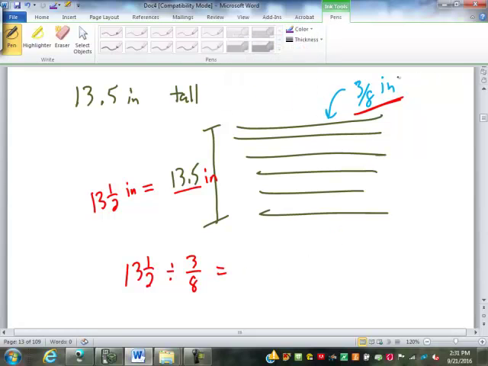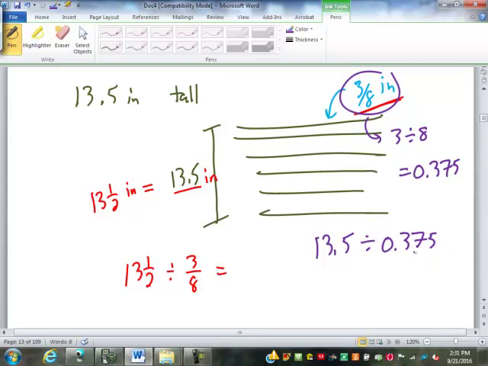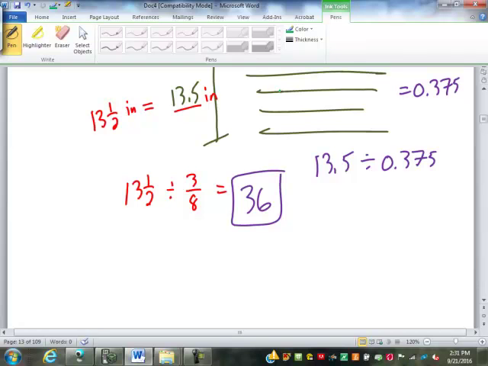Our other option would be to change 3/8 into a decimal. What's 3/8 going to be? You divide it out, 3 divided by 8 gives you 0.375. So that would have been 13.5 divided by 0.375. Either way, they do give you 36, so it's 36 sheets. Something I want to note on this one, however, either way you do it, I'm going to write it out as a decimal here quickly. It's 13.5 inches divided by 0.375 inches.